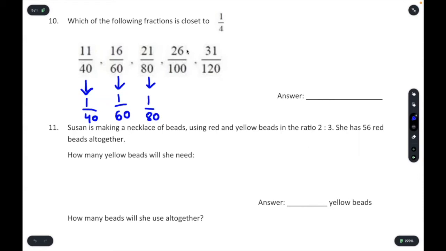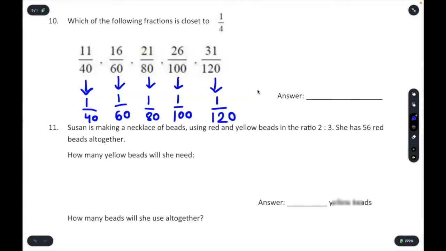Let's look at the fourth one, 26 out of 100, where 25 out of 100 would have been 1/4. In each case, what we're looking for really is for the denominator to be 4 times as big as the numerator. So that's why I'm looking for something close to 25 out of 100, but 26 out of 100 is 1/100th away. Finally, with 31 out of 120, 30 out of 120 would be 1/4, which means we are 1/120th away.